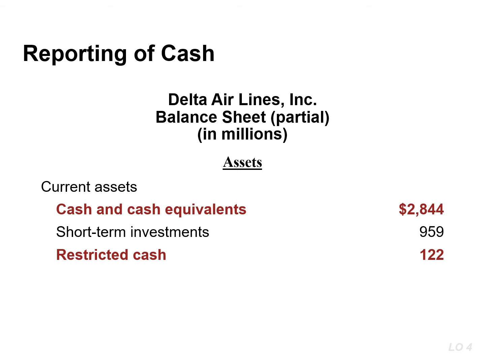This is a partial balance sheet for Delta Airlines. The company is required to maintain restricted cash as collateral to support insurance obligations related to workers' compensation claims. Delta does not have access to these funds for general use, so it must report them separately as restricted cash.